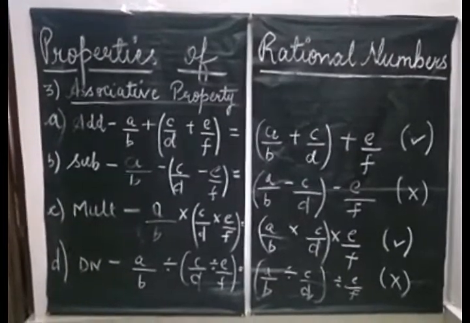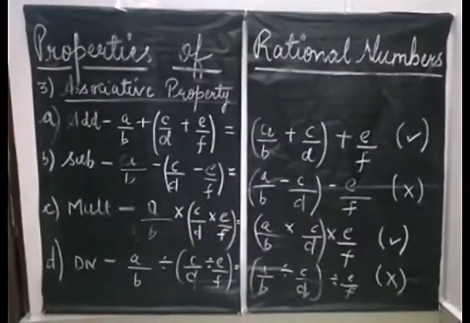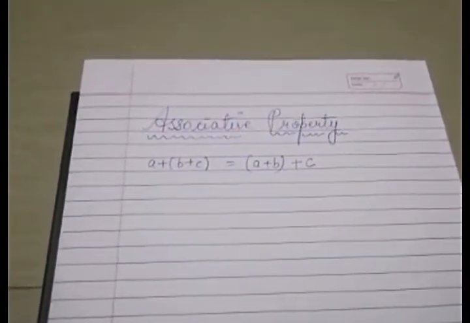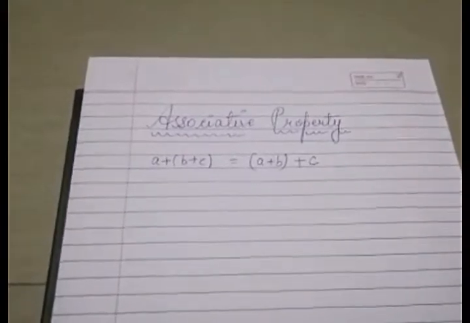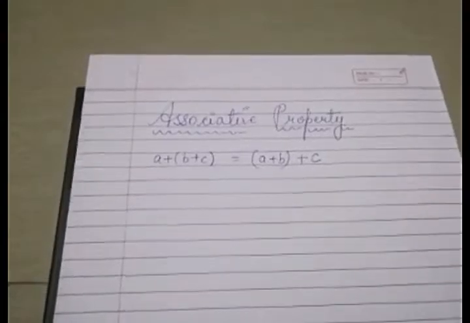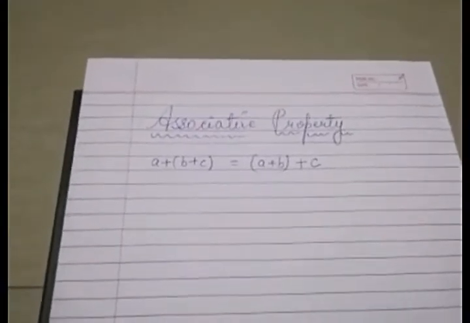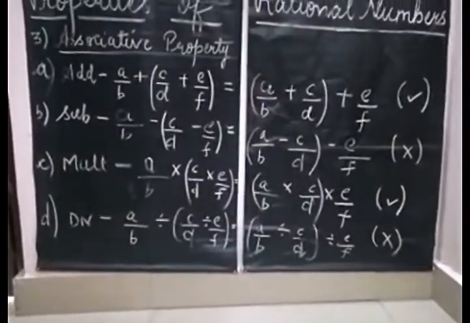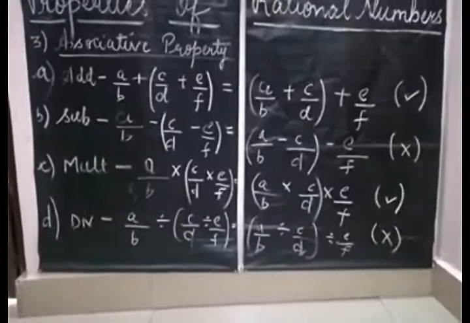Welcome students. Our next property is the associative property. You have already studied it. According to the associative property, we have three numbers A, B and C. Whether we add B and C first, or we add A and B first and then C, the answer will be the same. Here I am not going to give you an example. I am going to explain how the associative property works in the case of rational numbers.